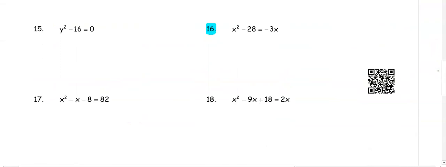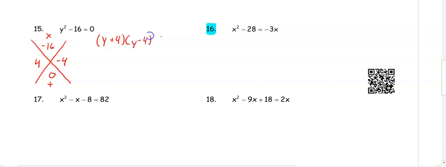Number 15. We don't have a middle term. So we need numbers that multiply to negative 16 and add to 0. So they're the same number with different signs. So we know the number that multiplies to 16 is 4. So we would have 4 and negative 4. So we have y plus 4 times y minus 4 equals 0.